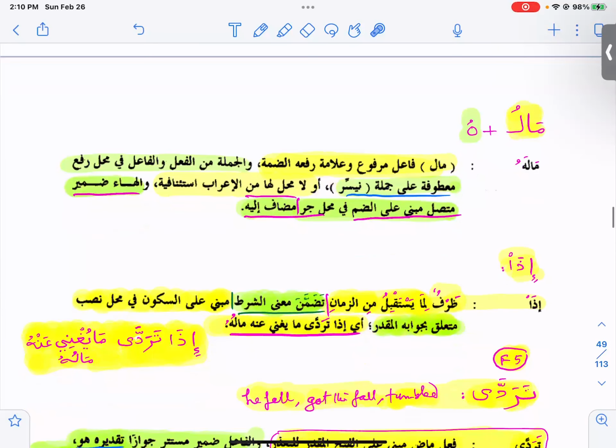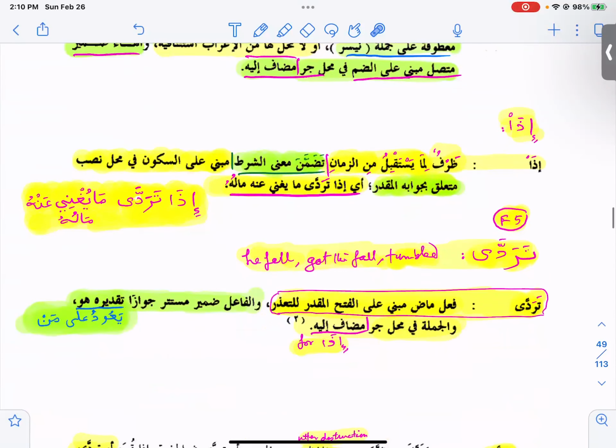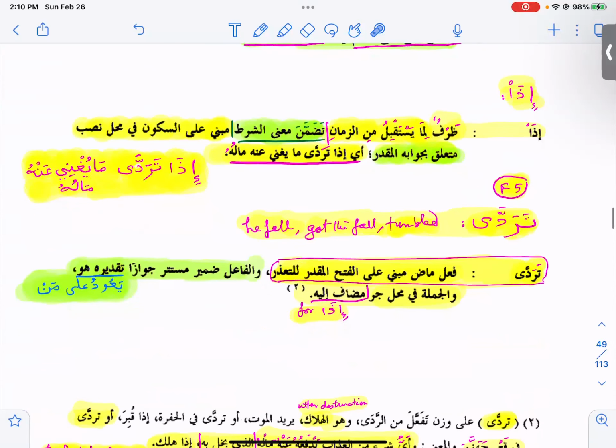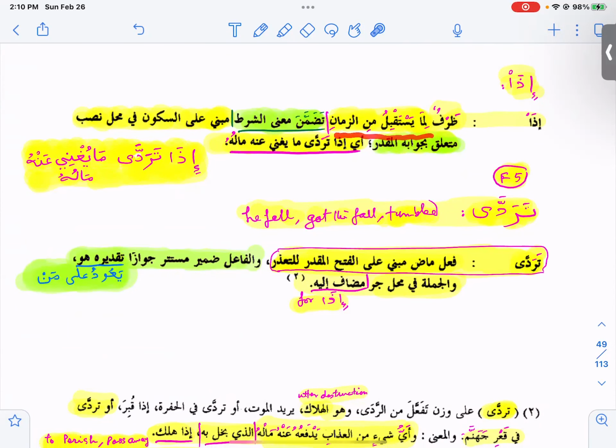Malu idha zarfun lima yustakbilu min az-zamani. It denotes futurity. Futurity, yeah. Ija, when that time comes. Tadammana mana shart, yes. Ija has a meaning of shart. Babninala sukun, yes. Fimali nasbin mutalikun bi jawabil muqaddar. The jawab is estimated. Shart, but jawab is estimated.